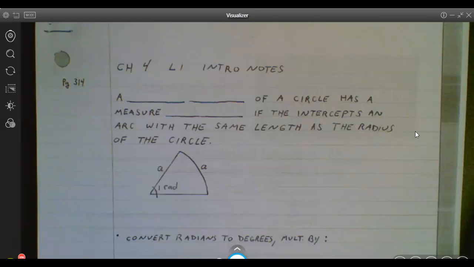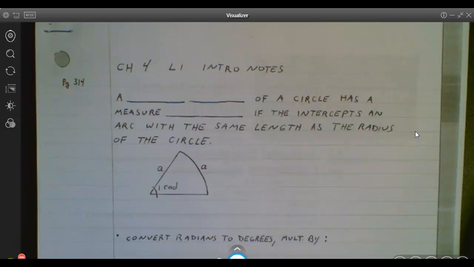If you were to take the central angle of a circle, it would have a measure of 1 radian if the intercepted arc has the same length as the radius of the circle. So in other words, let me just write this in. To get a measure of 1 radian for this angle instead of degrees, let's just say this was a circle right here.